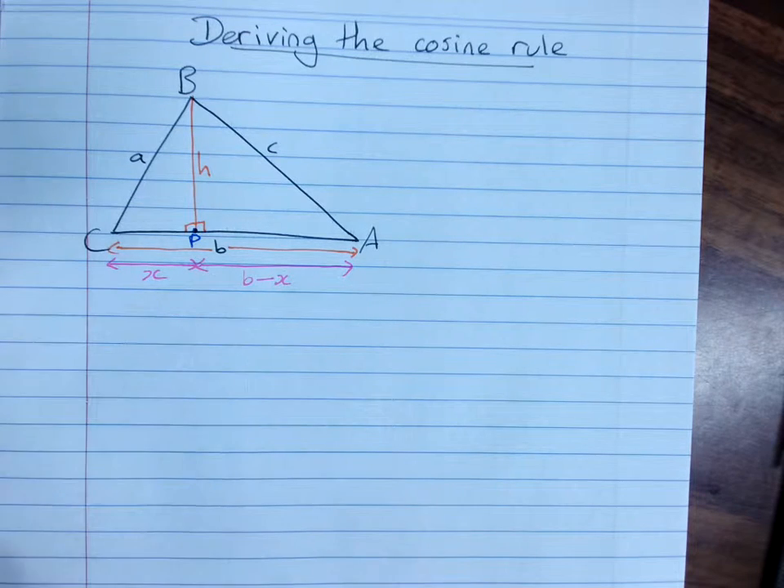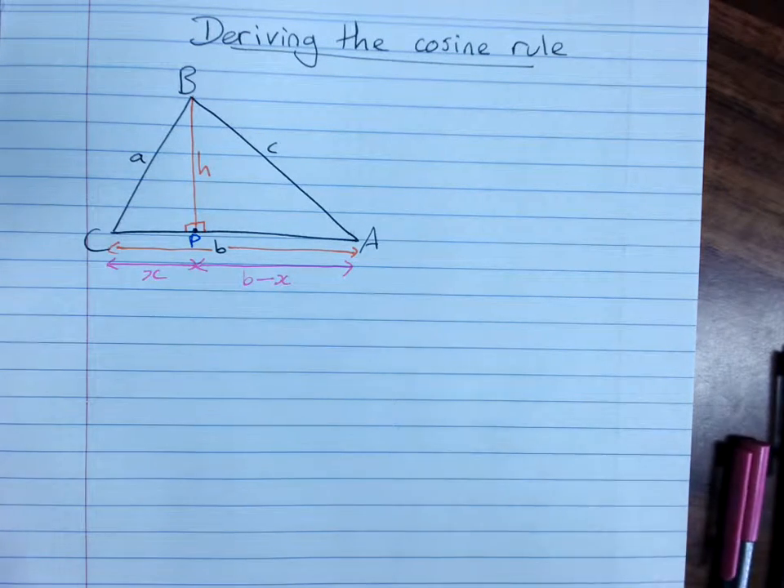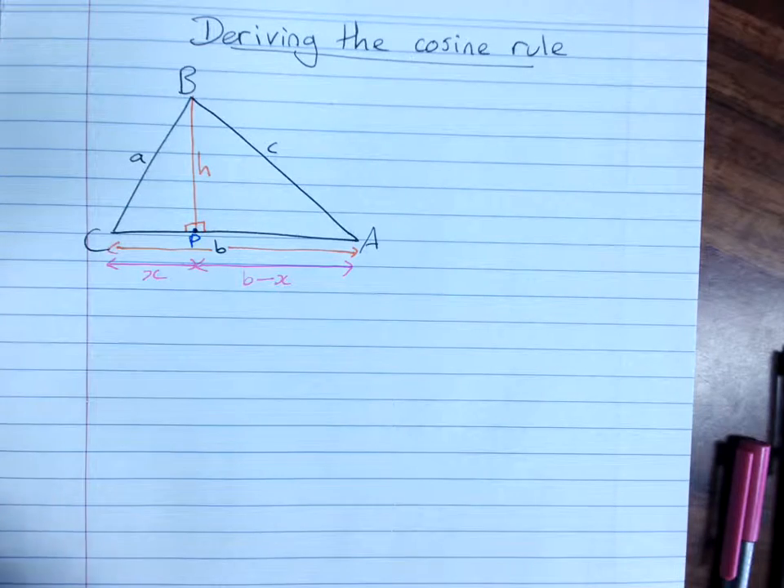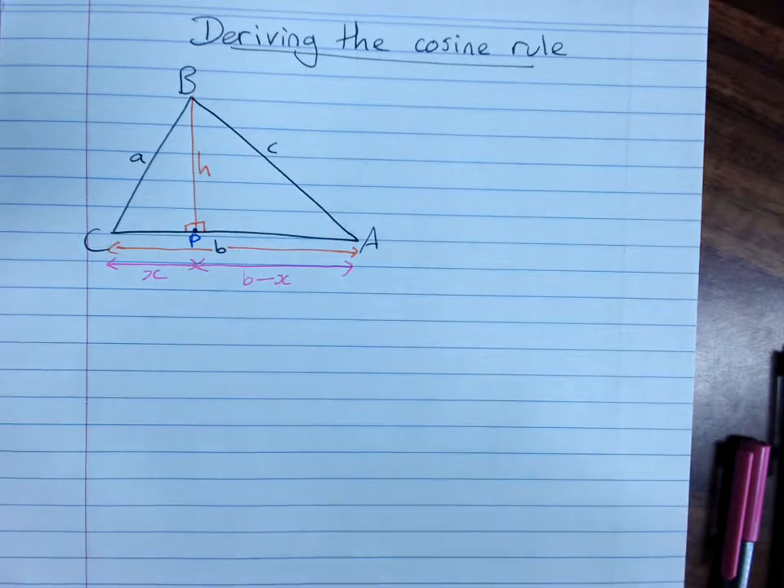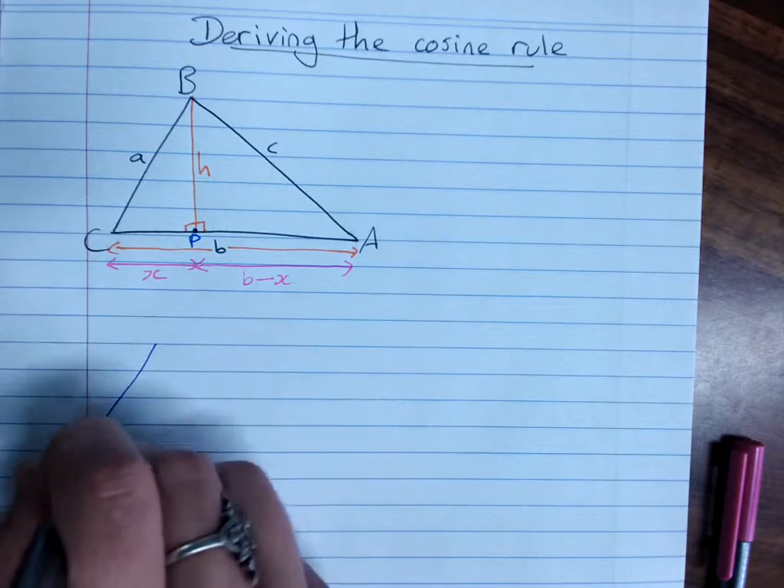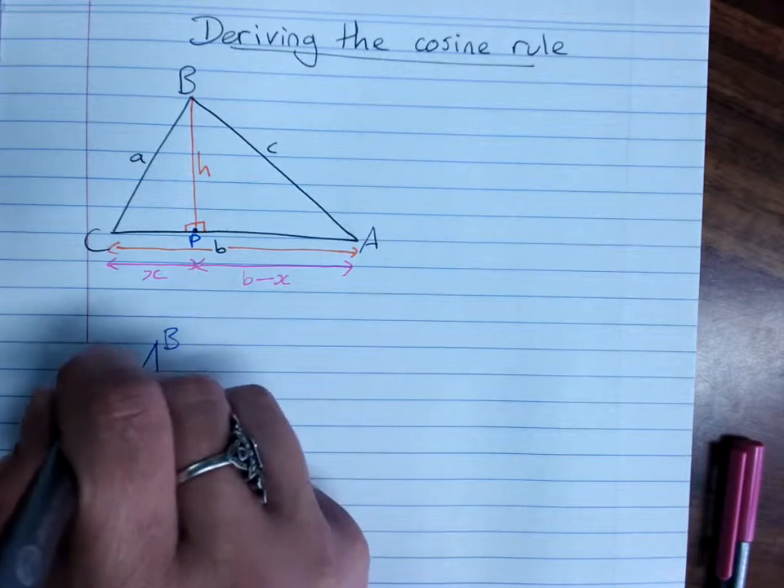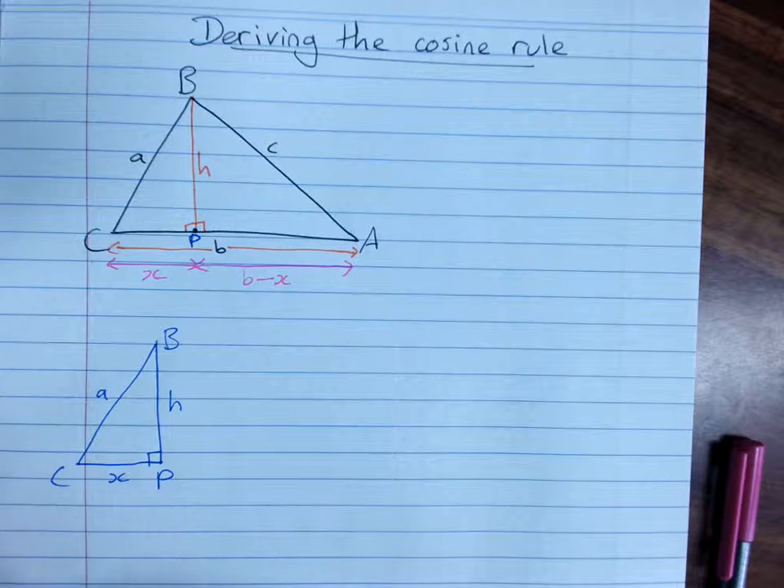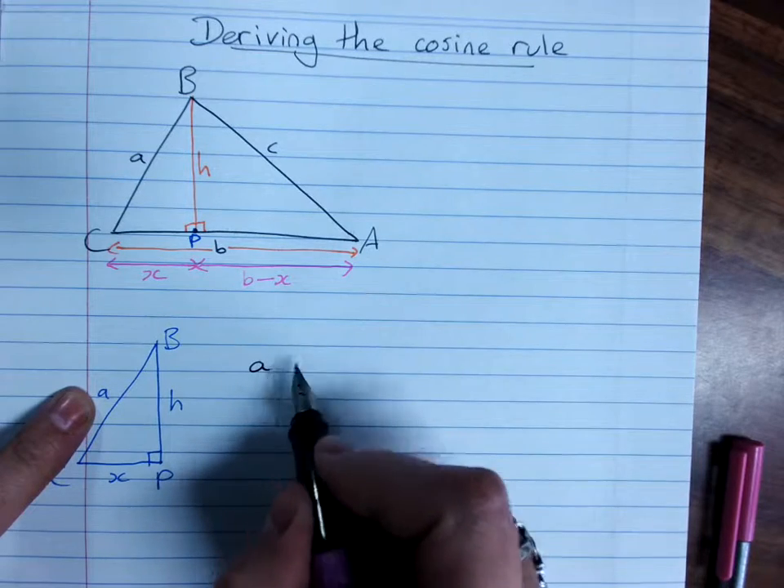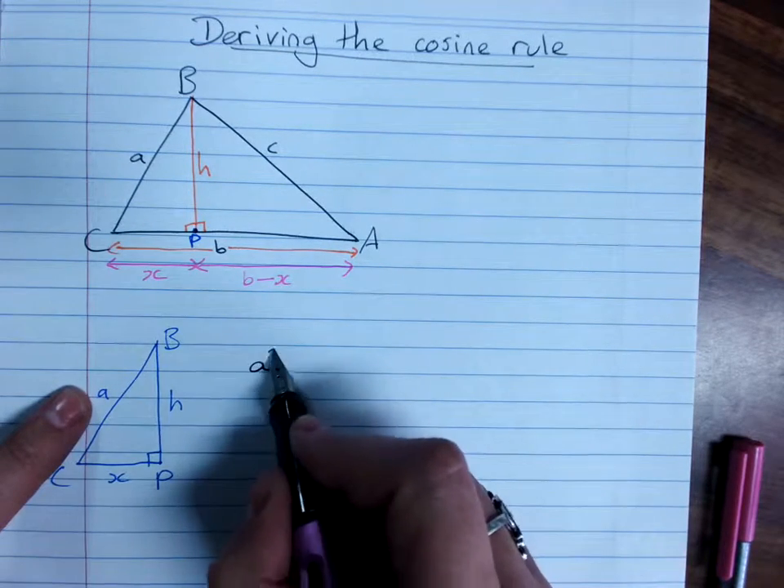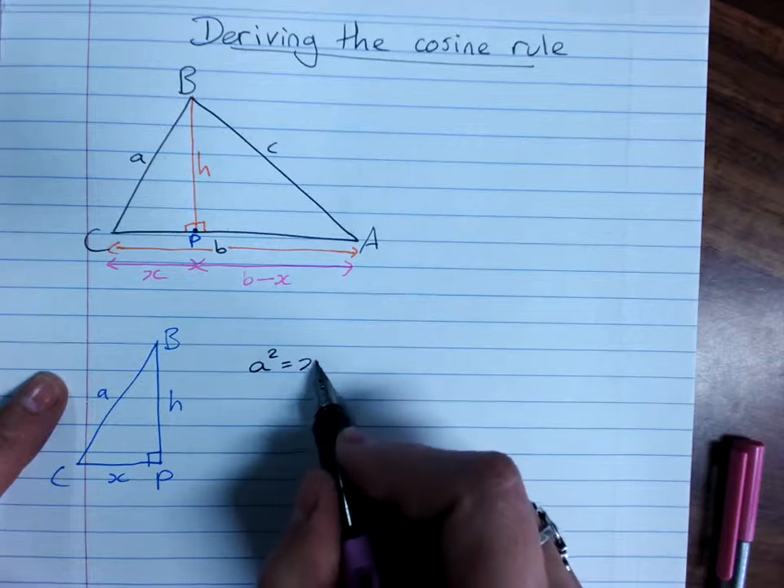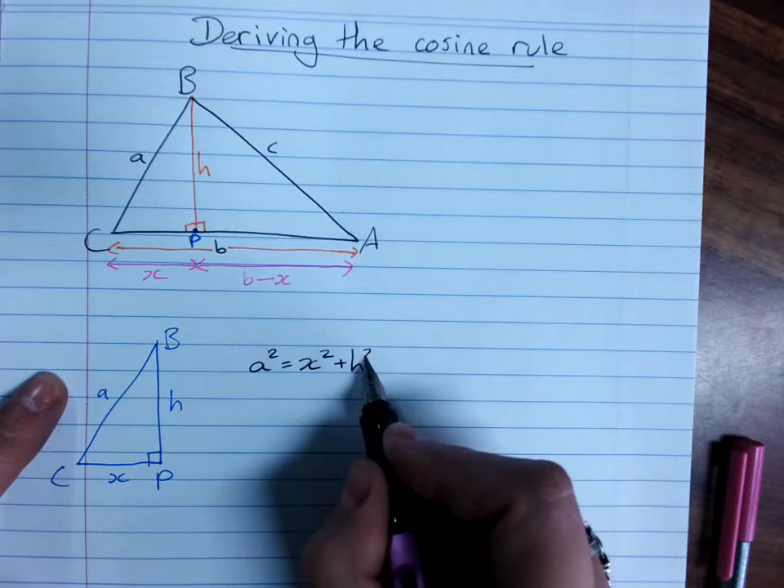So we have two right-angled triangles, and again we're going to use, in this case, Pythagoras and the trig ratios to derive the cosine rule. So we start with triangle BCP, this one here. You don't really need to redraw it, but I'm just trying to keep things clear. I've got h, a, and x. To keep things simple, I'm just going to choose the relationship that we want. If I use Pythagoras to write a relationship between these sides, I would get a squared equals x squared plus h squared.